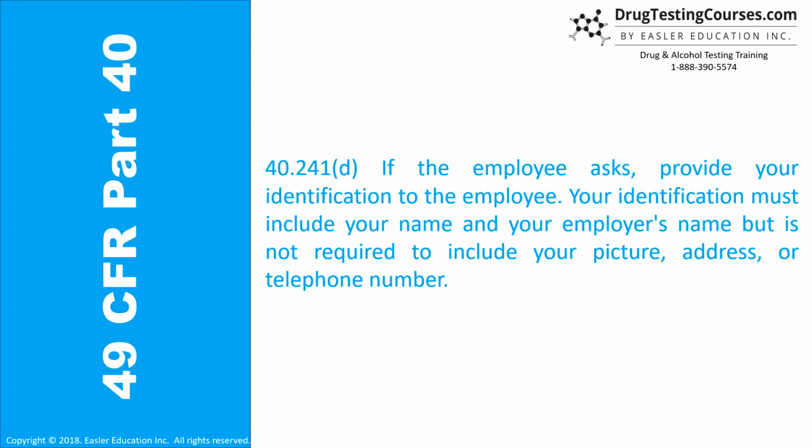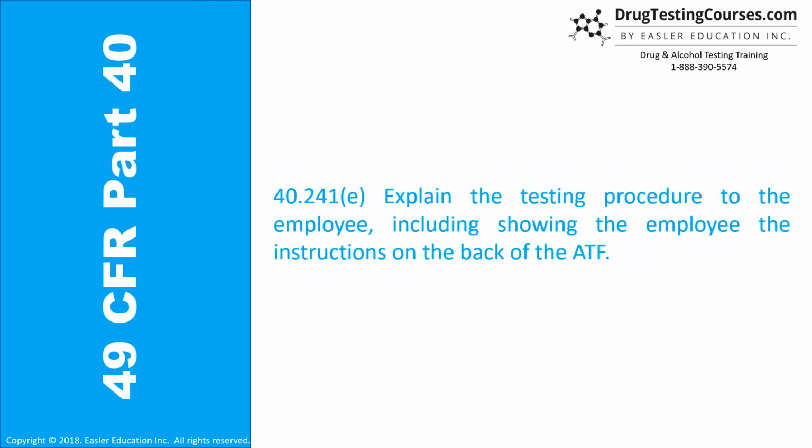40.241D. If the employee asks, provide your identification to the employee. Your identification must include your name and your employer's name, but is not required to include your picture, address, or telephone number. 40.241E. Explain the testing procedure to the employee, including showing the employee the instructions on the back of the ATF.